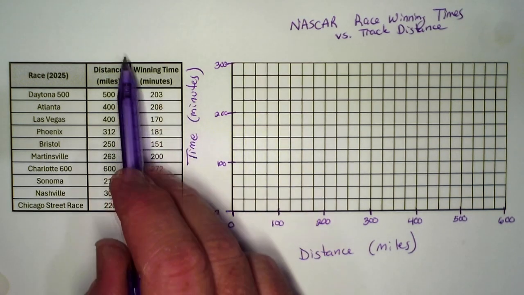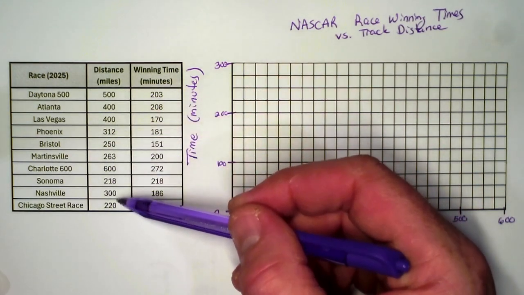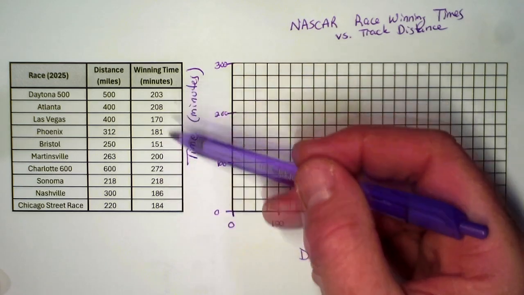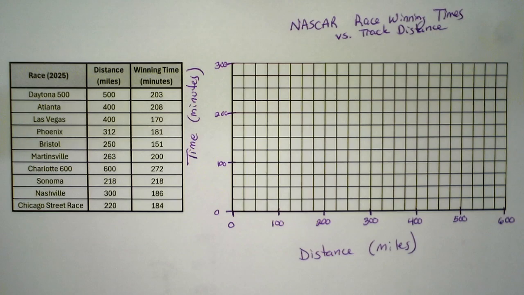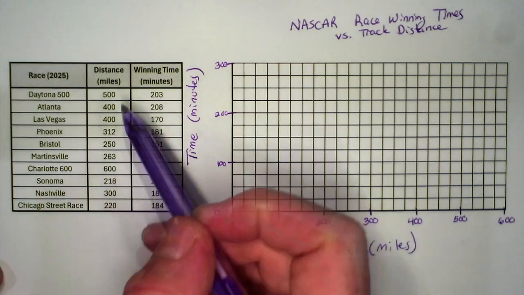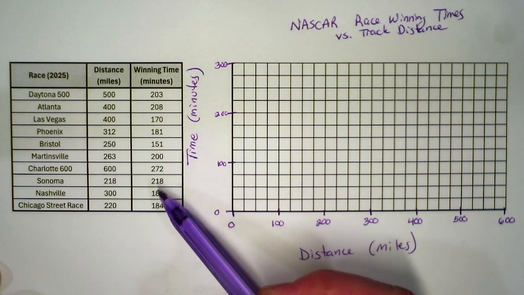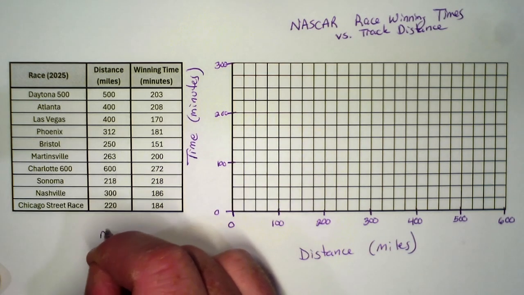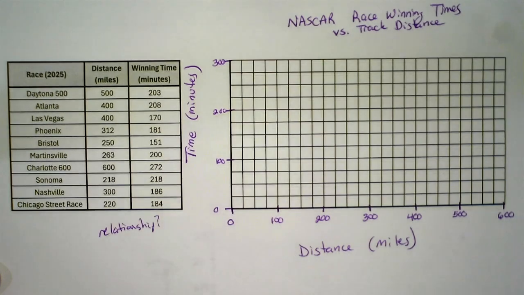But the reason I chose it is because the races are different distances, and that means there's going to be a variety of winning times as well as distances, and so we're going to get some variation in our data here. But these two things I have reason to believe are related. And that's what we're looking for, a relationship between two variables. And so we want to know what kind of a relationship exists between those two variables.